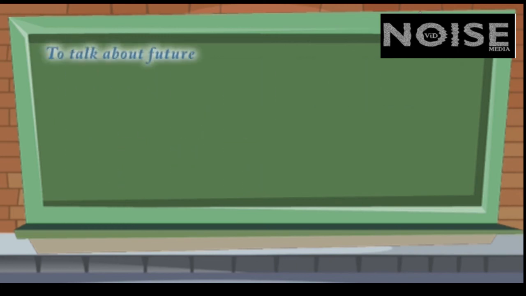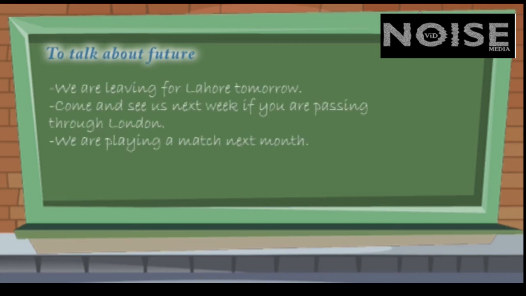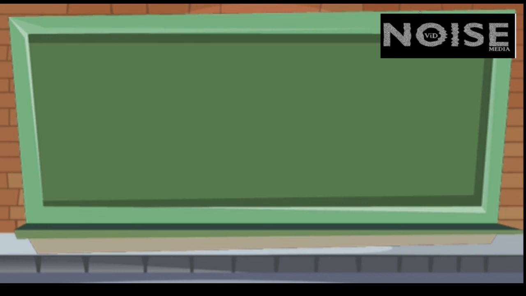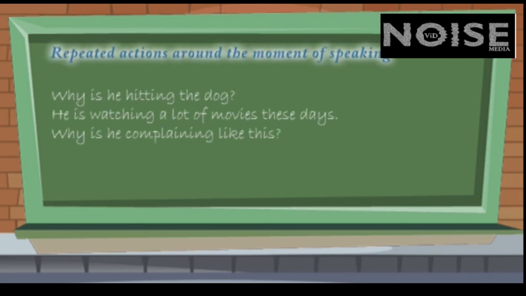We also use this tense to talk about the future. Strange, isn't it? We are using present tense to talk about the future. How? We are leaving for Lahore tomorrow. Come and see us next week if you are passing through London. We are playing a match next month. Got the idea? And sometimes there are repeated actions. Around the moment of speaking, we use this tense for these actions.